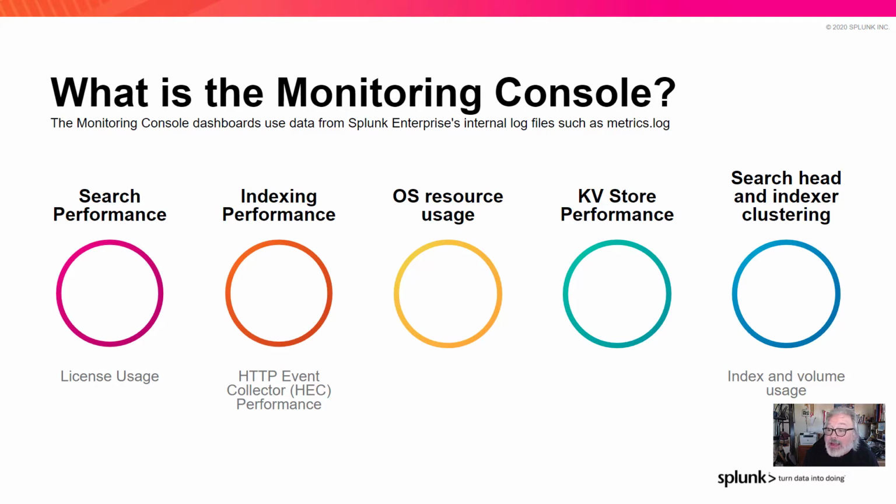The available dashboards provide insight into the following areas of your deployment or instance: search performance and distributed search framework, indexing performance, operating system resource usage, Splunk app key value store performance, search head and indexer clustering, index and volume usage, forwarder connections and Splunk TCP performance, HTTP event collector performance, or HEC performance, and, very critically, license usage.